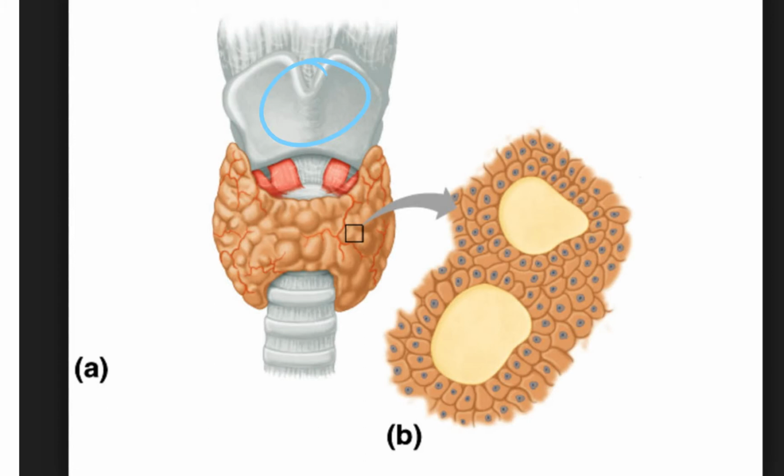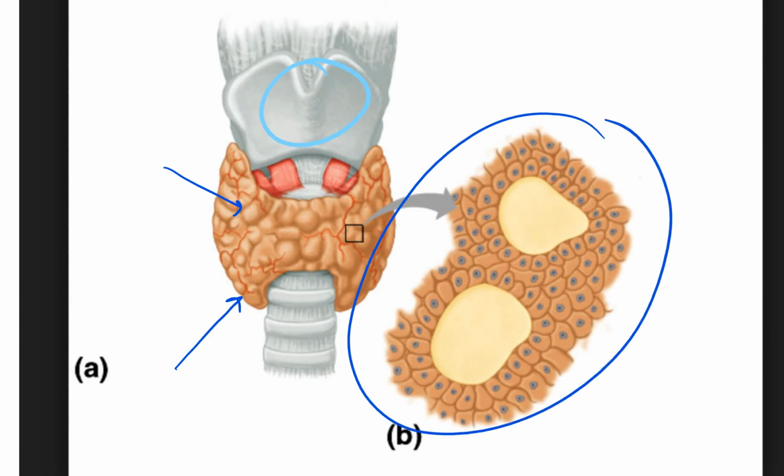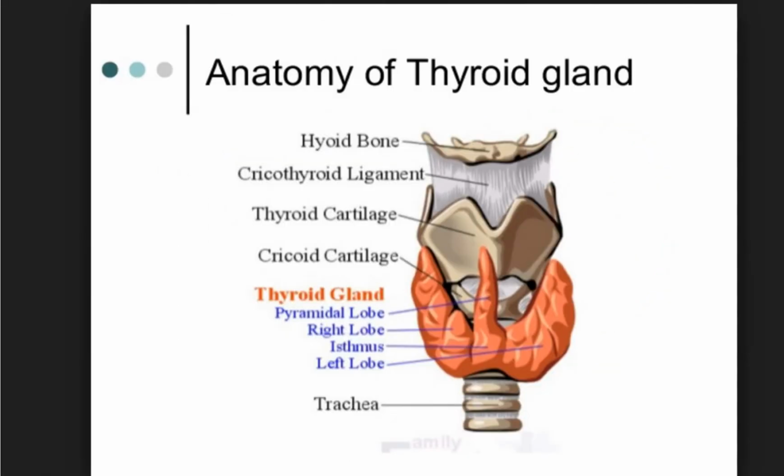Okay, so this is an anterior view, and here you can see this is the thyroid, anterior view, and if we zoom in, you can see the different cells of the thyroid. And this next slide, more detailed anatomy of the thyroid. Again, the anterior throat area. Here's the hyoid bone. Here's the cricothyroid ligament, the thyroid cartilage, the thyroid gland, and the trachea.